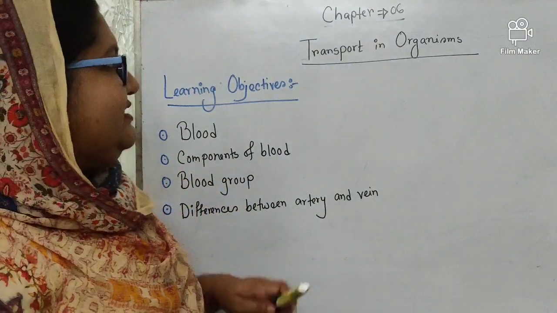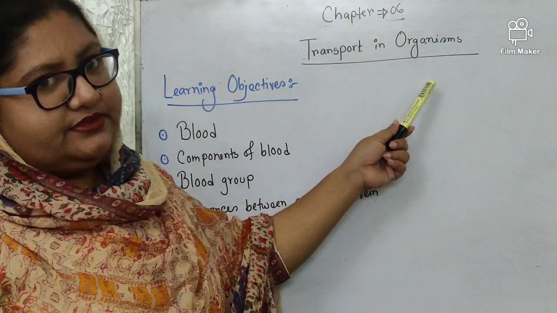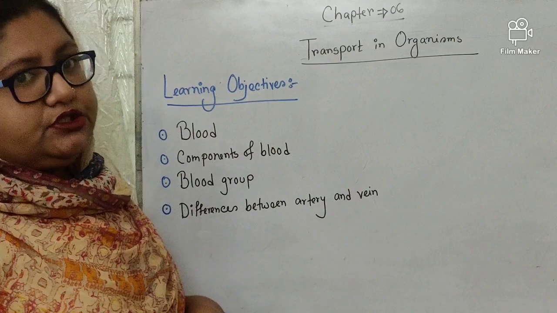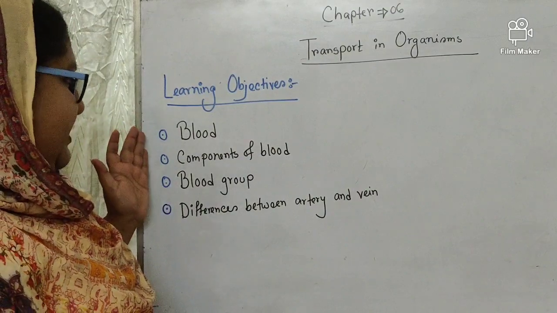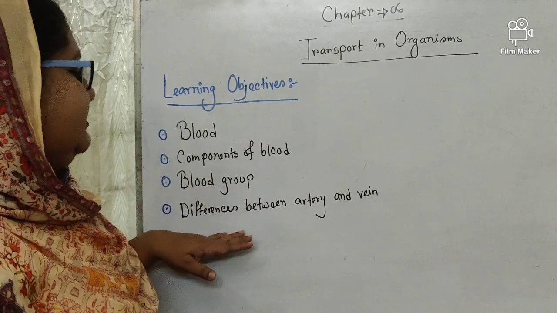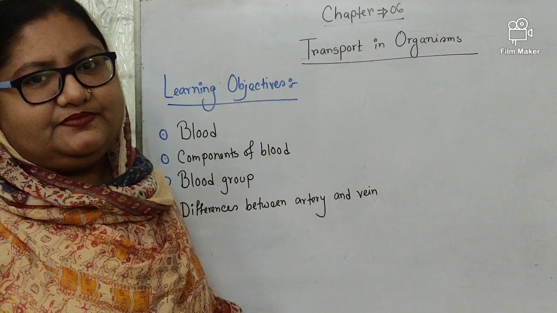Today I will discuss Chapter 6. The name of this chapter is Transport in Organisms. From my today's lecture, you will be able to explain what is blood, components of blood, blood group, and the differences between artery and vein.